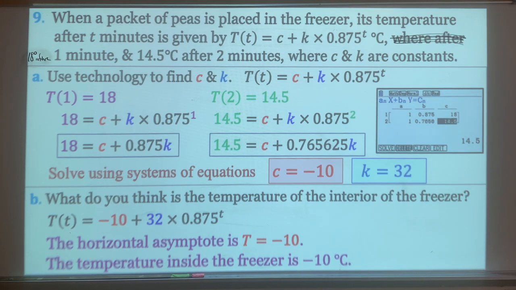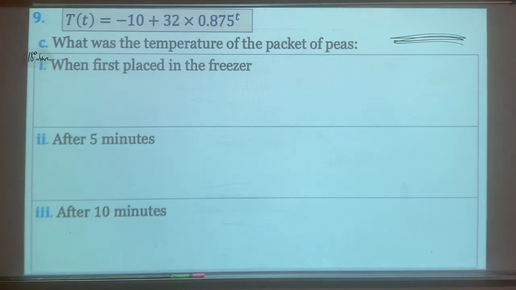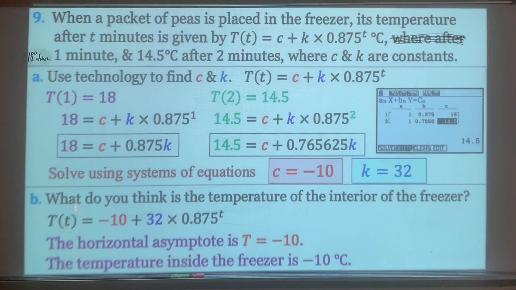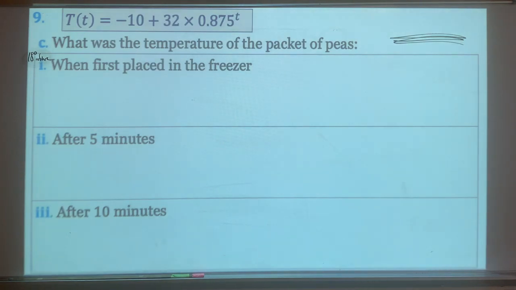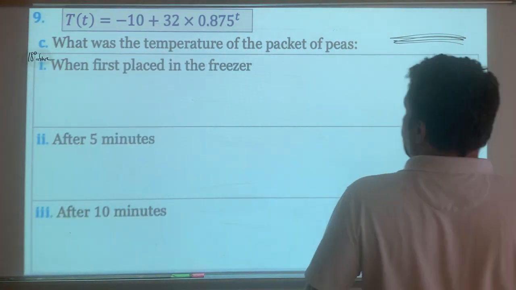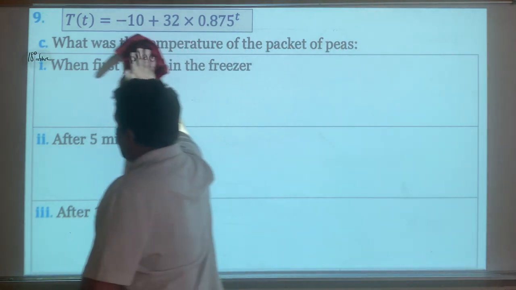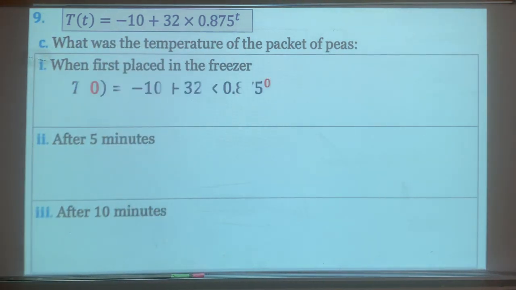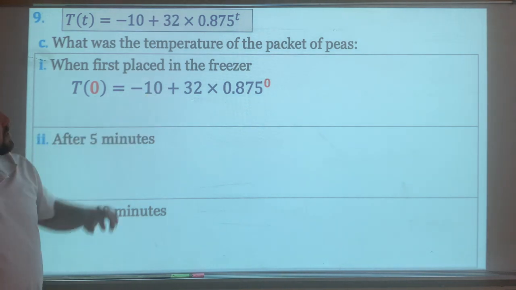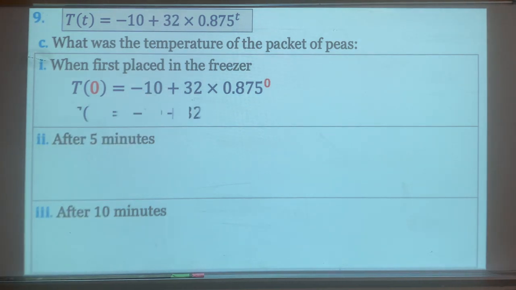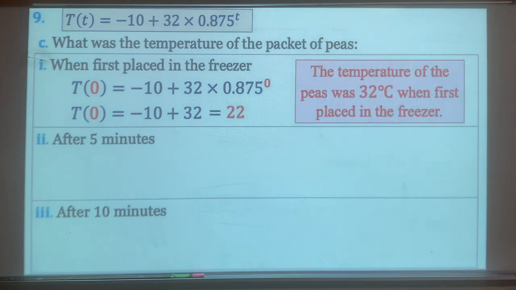Man, that was exhausting. All right, now I'm going to use this equation, T equals T of T. I hate T of T. That gets confusing as well. Negative 10 plus 32 times 7/8 to the T. What was the temperature of the packet of peas when you first placed it in the freezer? That's when T is 0. Negative 10 plus 32 times that to the 0 power. Negative 10 plus 32, 22 degrees. So the temperature of the peas was 22 degrees when you first placed it in the freezer.